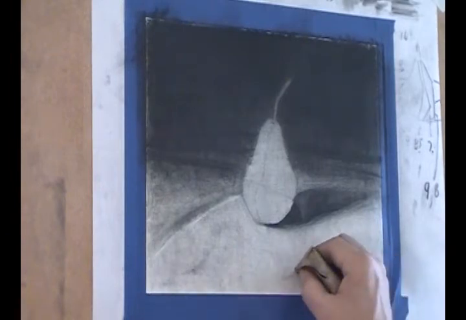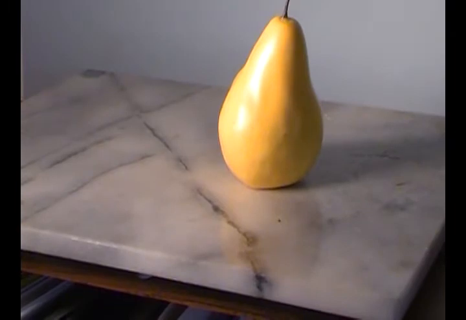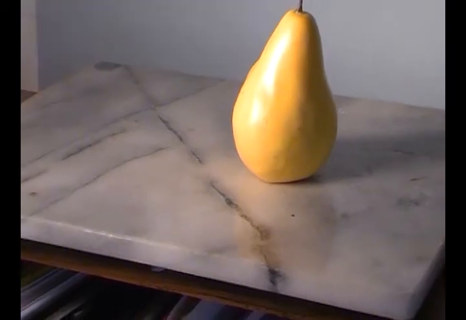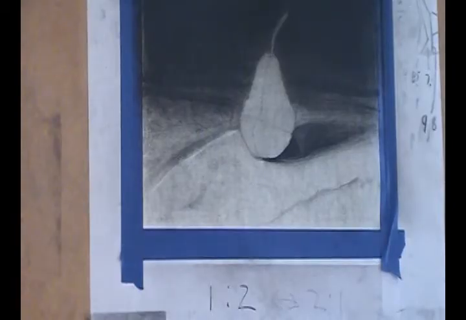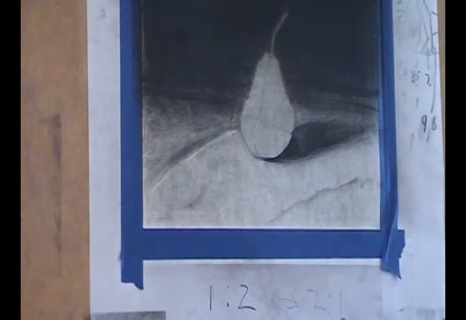Again, you'll have to see what this is. I'll show it to you, so you can see the activity of the marble and what I'm trying to replicate. And you can see the reflection of the pear on the marble slab. So I cropped the top of the composition off on purpose because we're going to focus on this area right here.